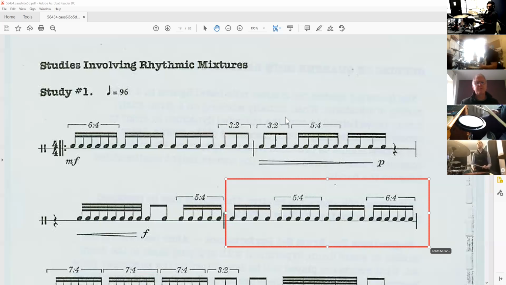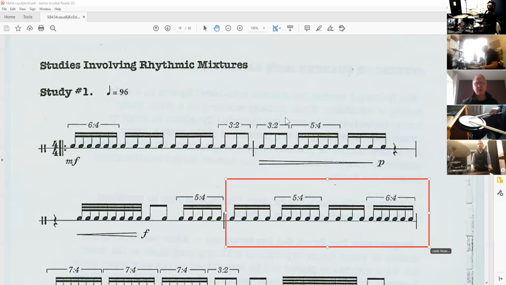1, 2, 3, 4. 1 E and the 2 E and the 3 E and the 4 and the 4 and the 1. 2, 3, 4. 1 E and the 2 E and the 3 E and the 4 and the 4 and the 1.